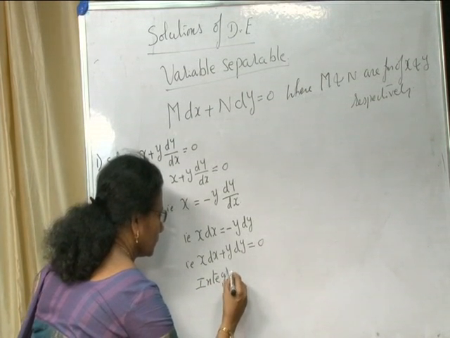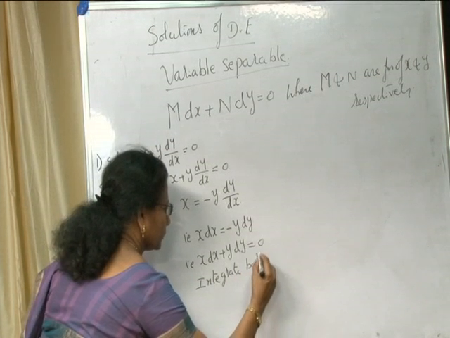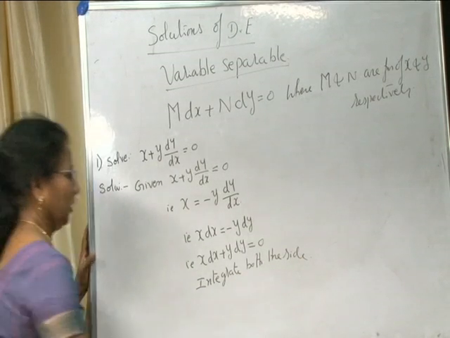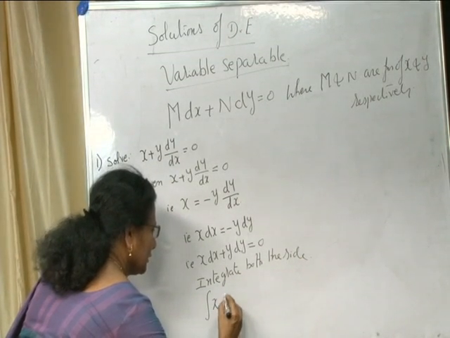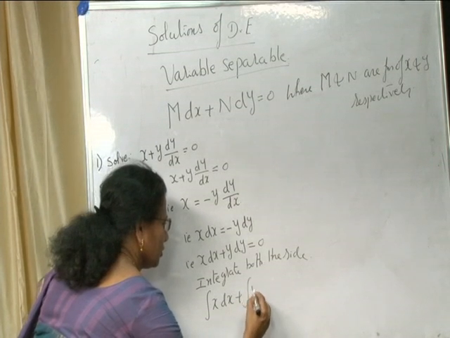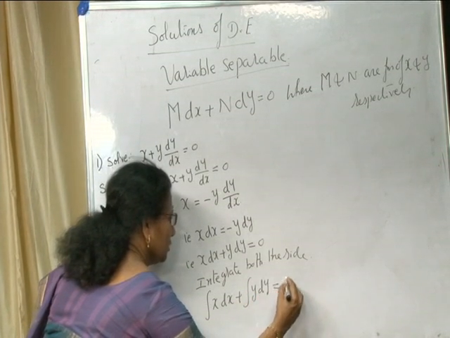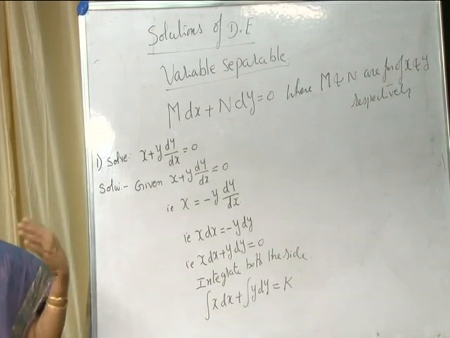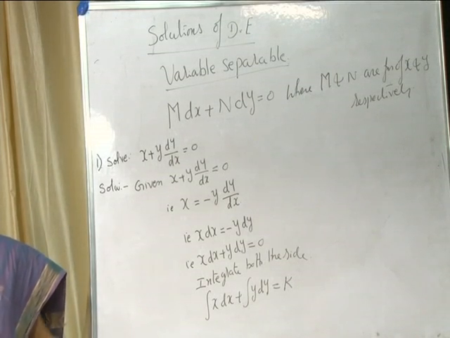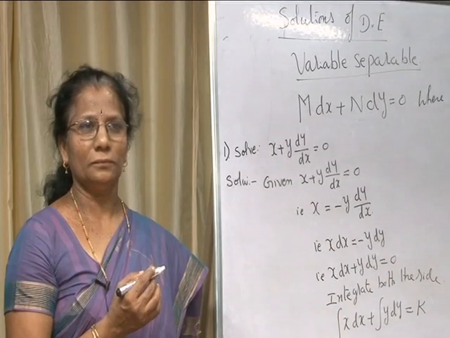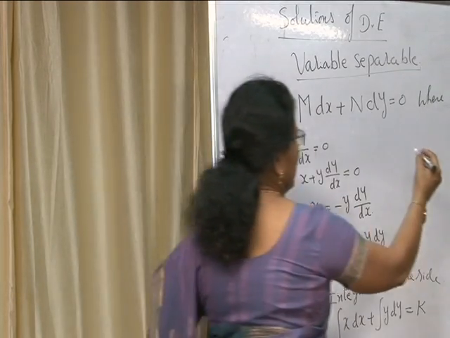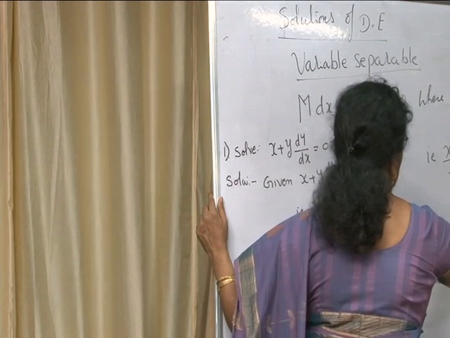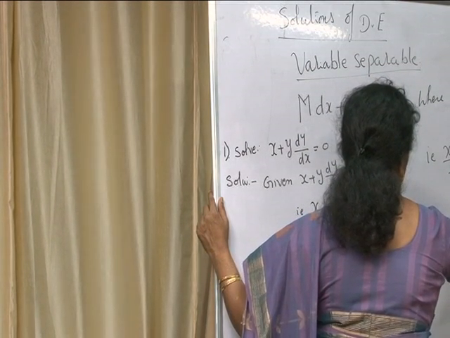Integrate both the sides. Integration of x dx plus integration of y dy is equal to k, where k is the integral constant. We know it very well. Whenever you integrate, you will get a constant value. That constant is called the integrating constant. So if you integrate x into dx, x squared by 2 plus y squared by 2 is equal to k.